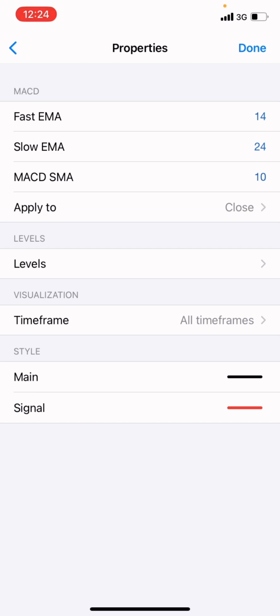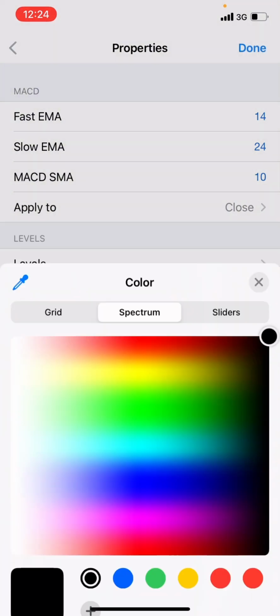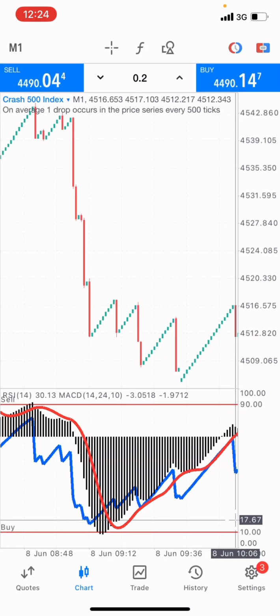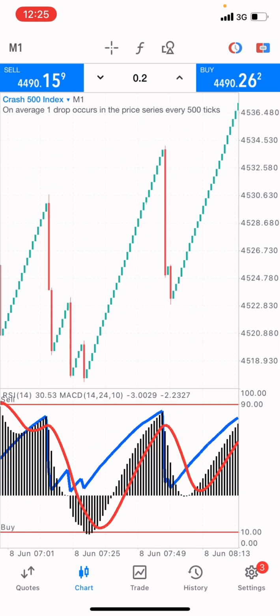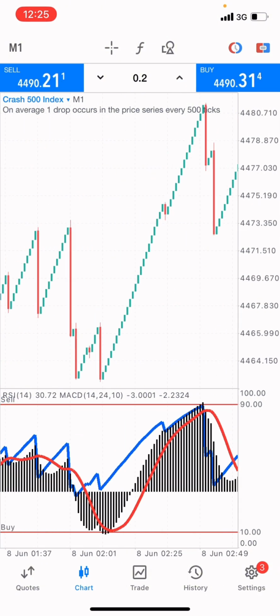This is the setup. What I'm going to change here is the main. We're using the main on 4 pixels. Color, we're going to leave it on black right here. The signal red, 4 pixels as well. Then click on done. Okay, now this is how I'm going to look for a good opportunity, so that we'll be able to be taking about 10 candlesticks for every 20 minutes.